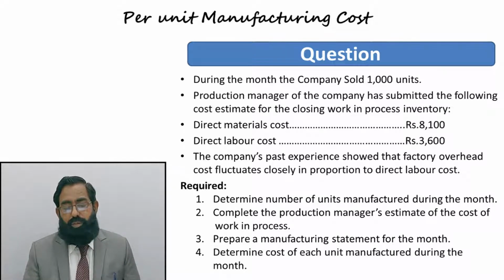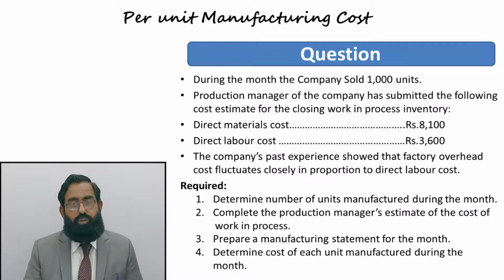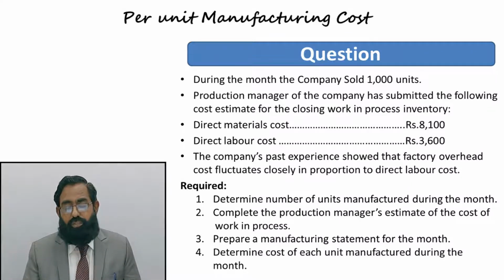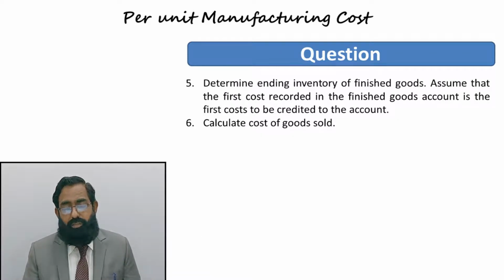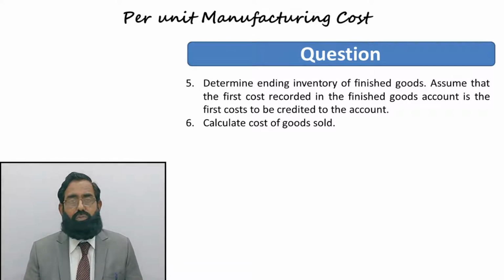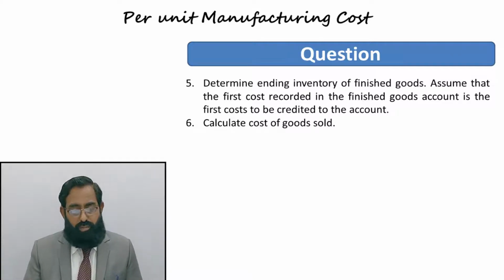Number 2, complete the production manager estimate of the cost of work in process inventory. The third requirement is to prepare a manufacturing statement for the month. The fourth requirement is to determine the cost of each unit manufactured during the month. And the fifth requirement is to determine ending inventory of finished goods. Assume that the first cost recorded in the finished goods account is the first cost to be credited to the account. And the last requirement is to calculate cost of goods sold. So these are the requirements.